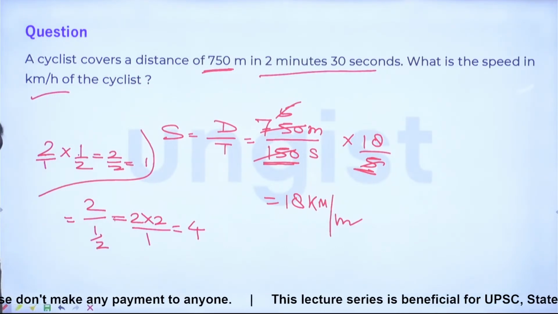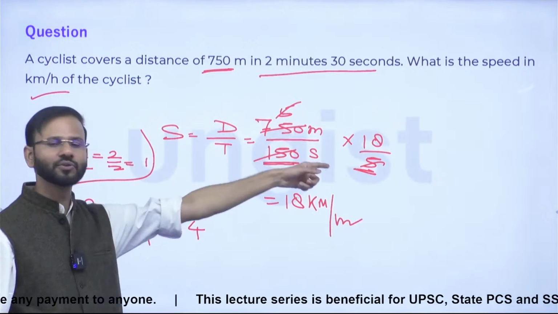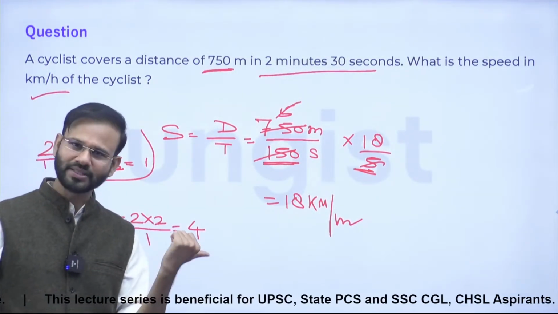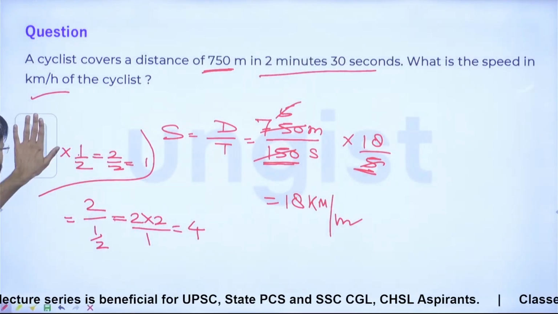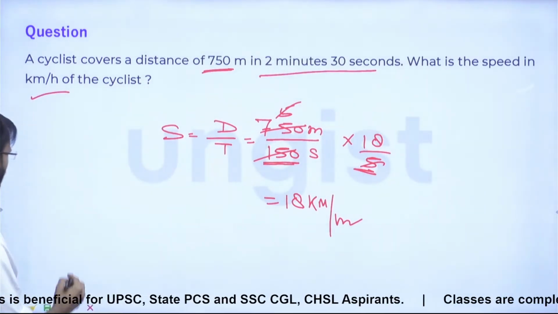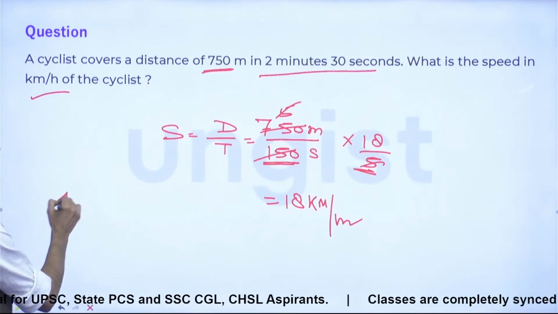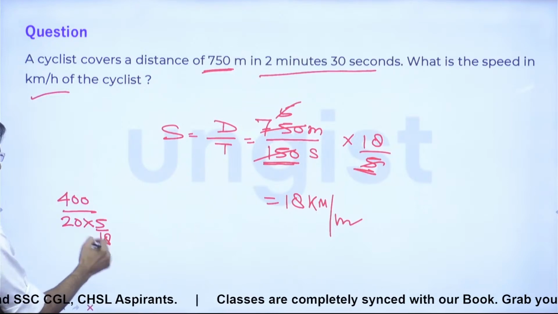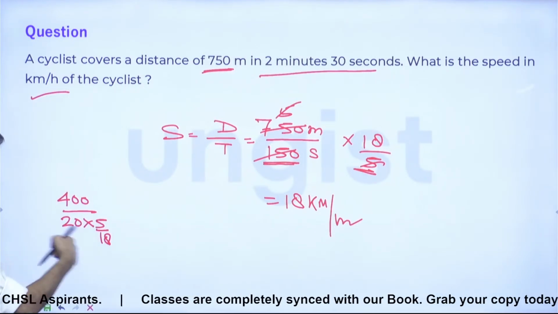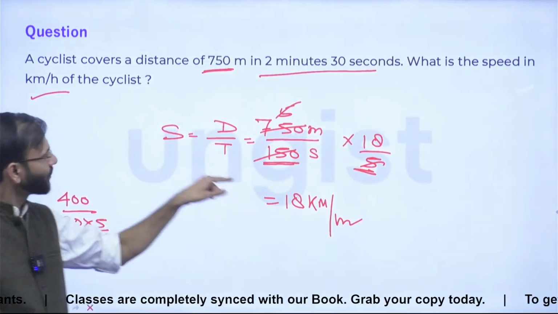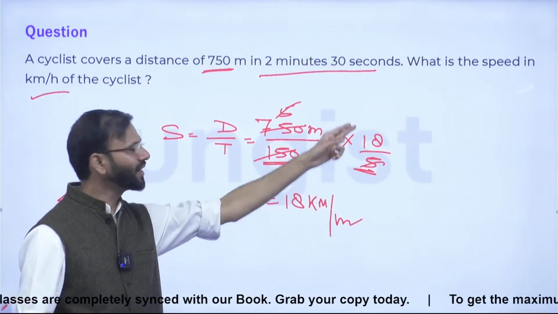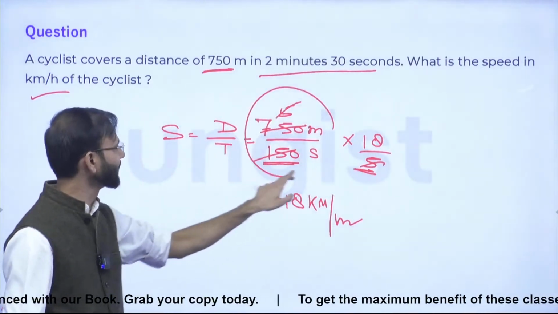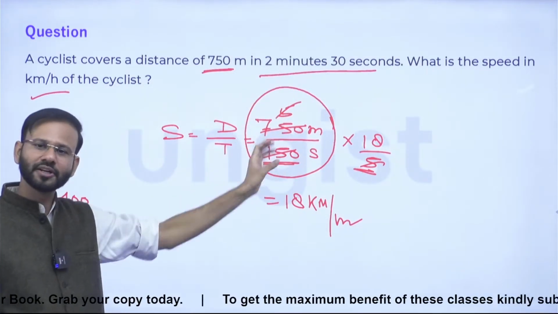So that I understood, but. Yes. So, the similar situation is here also. So that is not the case with 5 by 18. In the last question, what was the question telling? In the last question, this is 400 by 20 into 5 by 18. This time, this 5 by 18 is multiplied here in the denominator part. In this question, this 18 by 5 is multiplied here. Why? Because this entire thing is in meter per second, right? And you have to convert it into kilometer per hour.